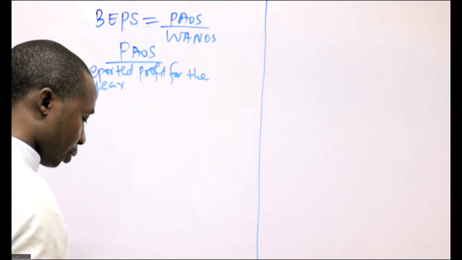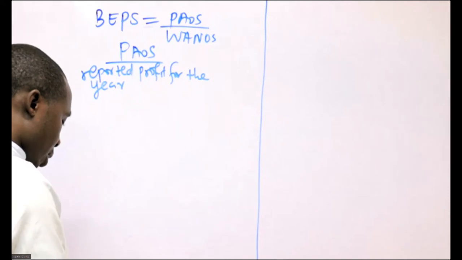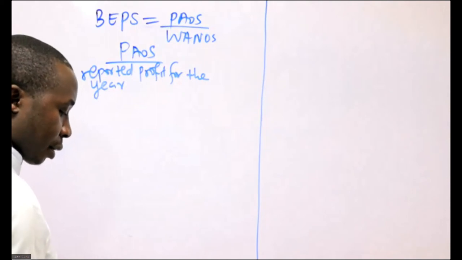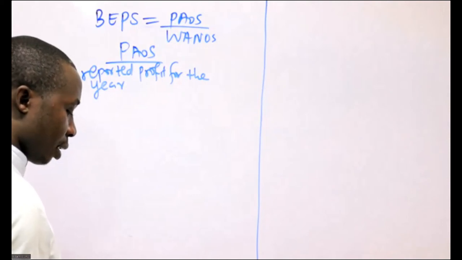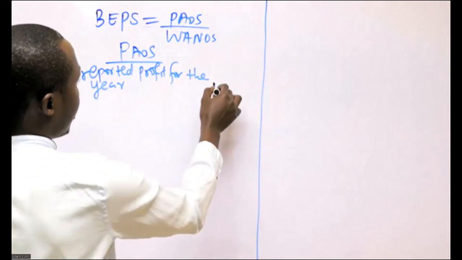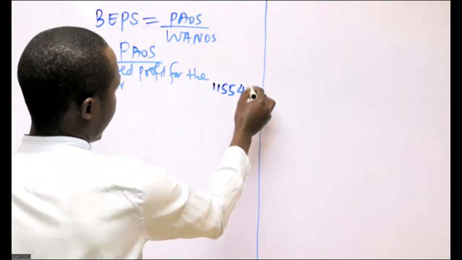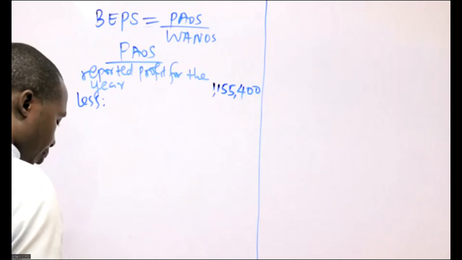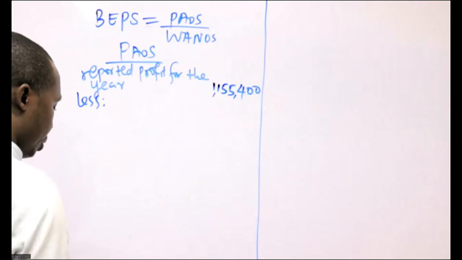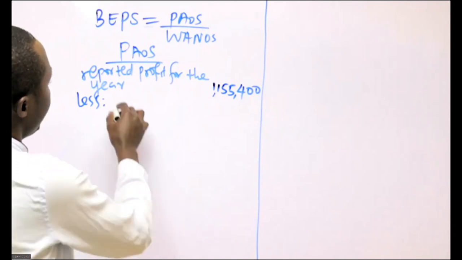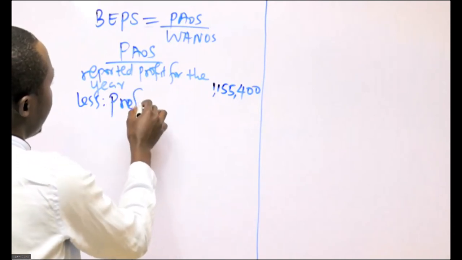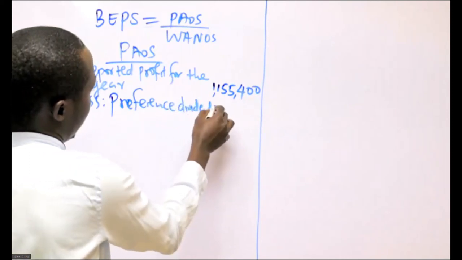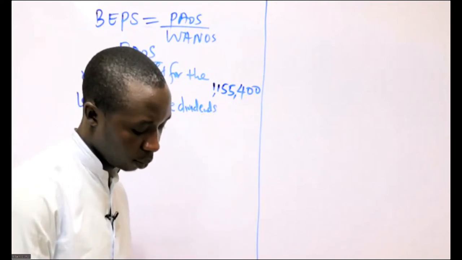So according to this illustration, they said that in the requirements, compute the basic EPS for the year ended 31st December 2007, assuming that the profit after tax was 1,155,400. So this is the profit after tax. So we raise what? Preference dividends and the profit attributable to the NCI. So the preference dividends will be based on a contractual rate at the value at which those shares were stated.